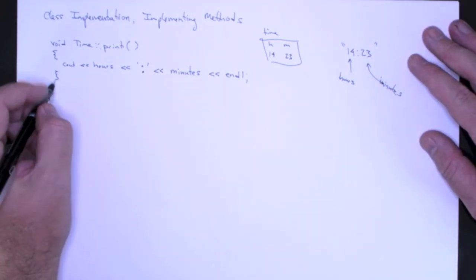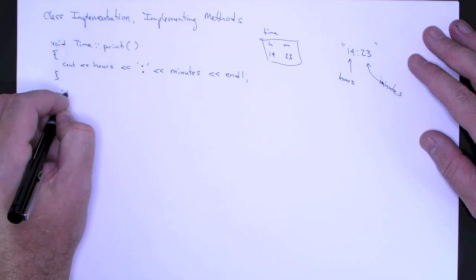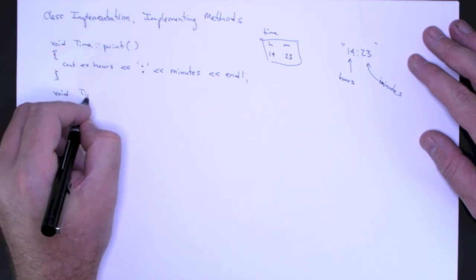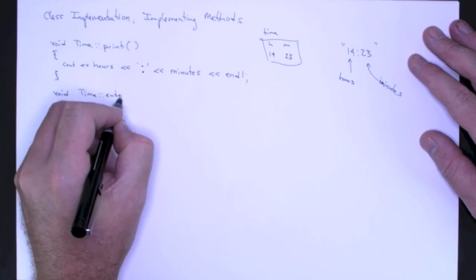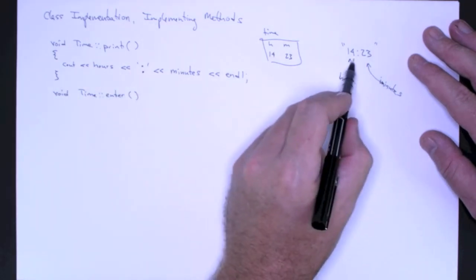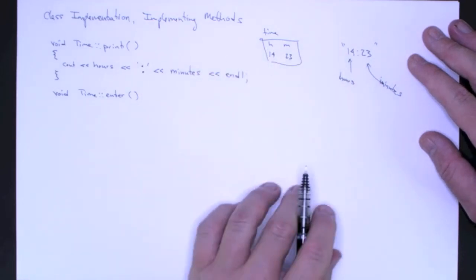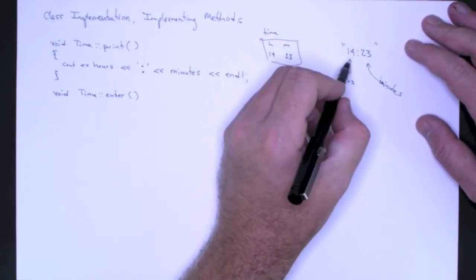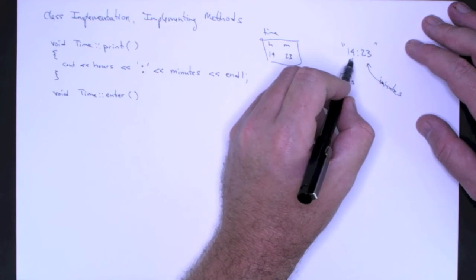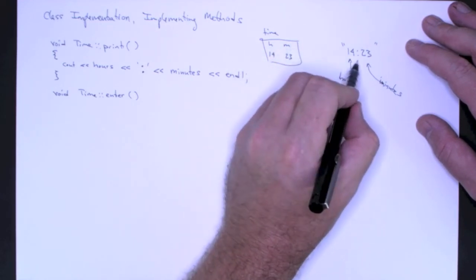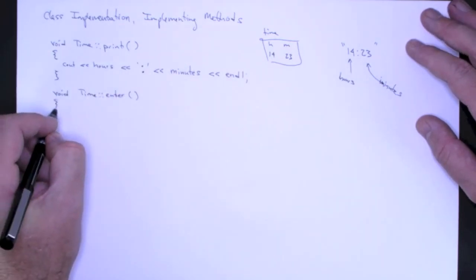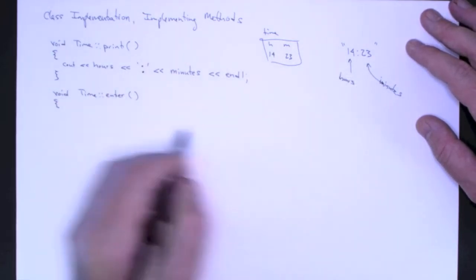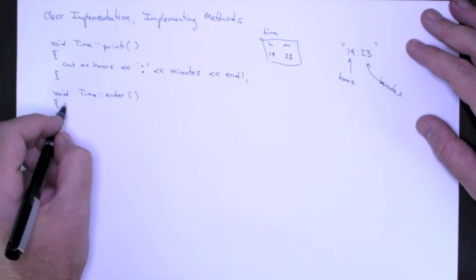Now when someone enters a time object from the keyboard, I want them to enter it in exactly the same format. So we have to read an integer 14, or the first integer, then we read a character, and then we read the minutes. So the implementation, and this is going to come from the console input.